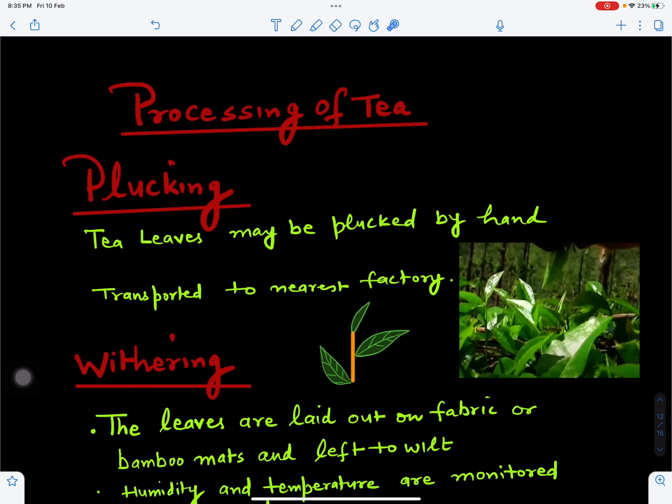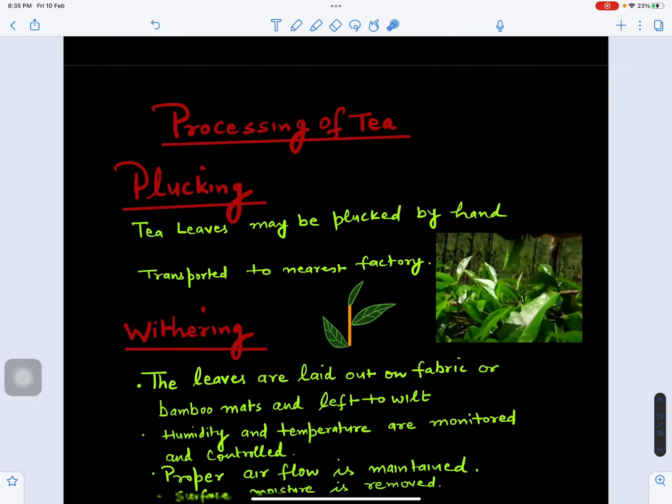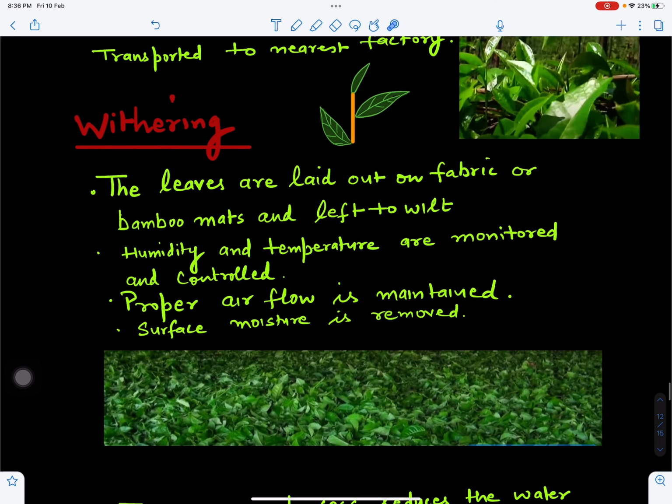Then there are hand pickers also. There is also a machine which can pick these leaves. We can pick manually also. So leaves are plucked by hand. Then they may be transported to the nearest factory. So these are the leaves which can be plucked, and they can be transported to the nearest factory.